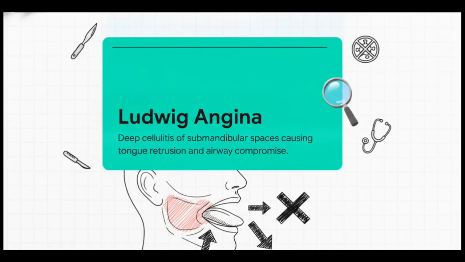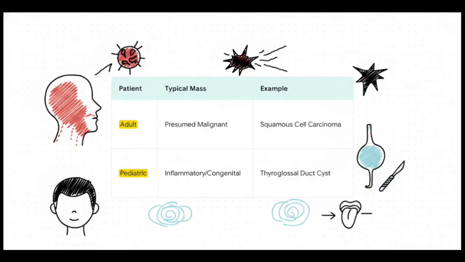Shifting to critical pathology, Ludwig angina is a must-know. This is a severe deep space cellulitis of the submandibular and submental spaces. You need to recognize it immediately. Why? Because the resulting bilateral swelling pushes the tongue upward and backward, and that can rapidly and fatally occlude your patient's airway. Okay, so the biggest branching point when evaluating a neck mass is the patient's age.